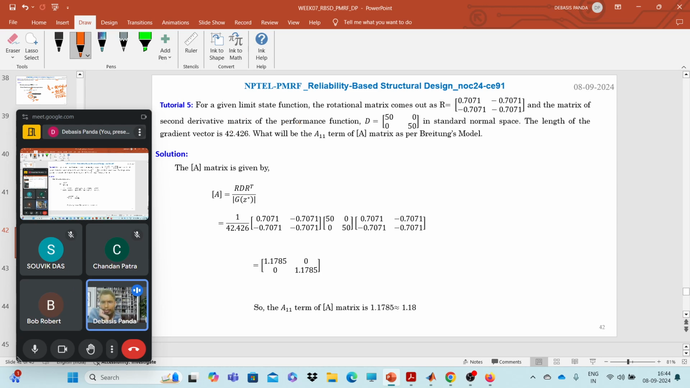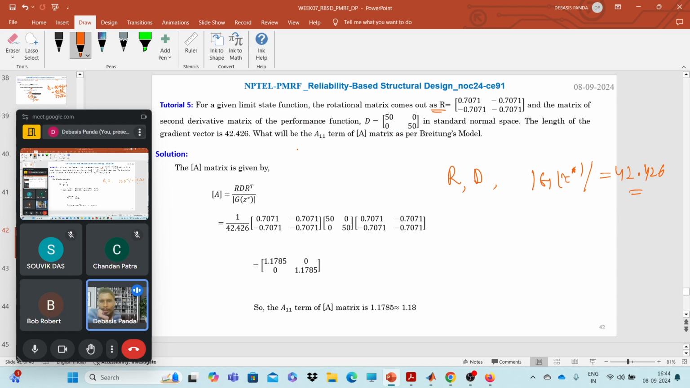So for a given limit state function, the rotational matrix R is given, and the matrix of the second derivative is also given. That means your R and D matrices are given. The length of the gradient vector, that means the Euclidean norm of the gradient vector G(Z*), is also given: 42.426. The length, that means the gradient, is already given. You don't need to calculate it.